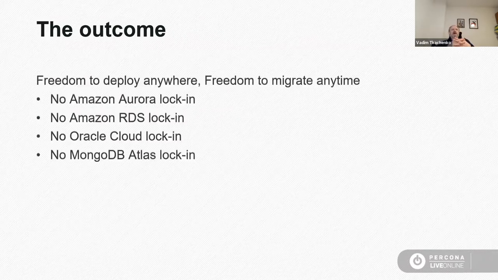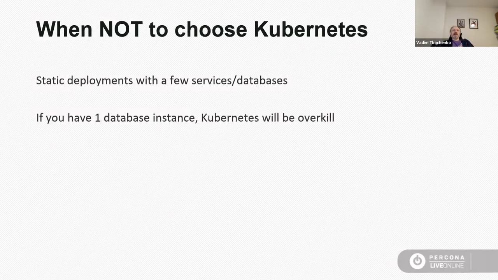So the outcome, I think, is an important goal we're trying to achieve: with Kubernetes and operators, you are able to deploy anywhere and to any other setups. You are basically not dependent on any specific database-as-a-service installation or any specific cloud. With Kubernetes and operators, you are able to migrate from one environment to another and to automate a lot of your tasks.